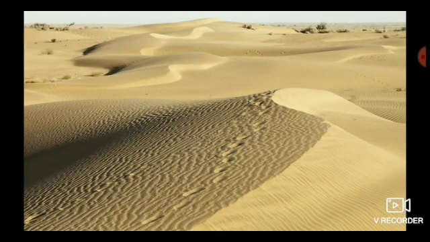So this is how the desert is. We have seen it in so many pictures, right? Do you remember? A desert is a place where there is less rainfall or no rainfall. The climate is dry and the soil is sandy. Yes or no, children? How is the soil? It is very dry and sandy.